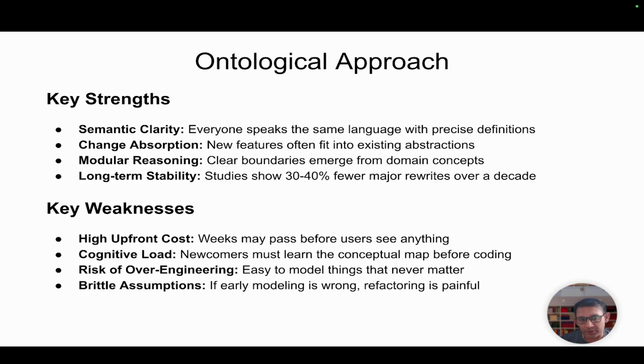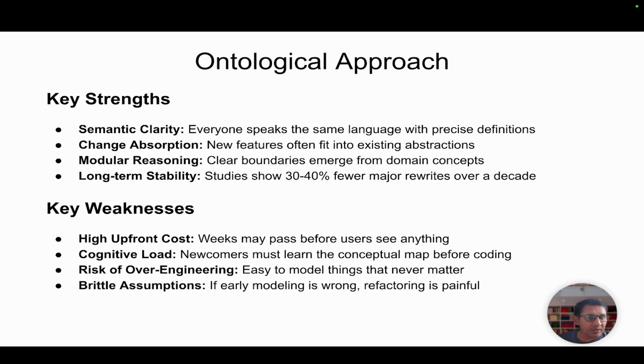Second, you get change absorption. New features often fit into existing abstractions, as we saw with the gift card example. Third, you get modular reasoning. Clear boundaries emerge naturally from domain concepts. You know that payment logic belongs in one place, user management in another, and order processing in a third. Studies have shown that systems built with strong domain modeling have 30 to 40% fewer major rewrites over a decade compared to systems that evolved organically.